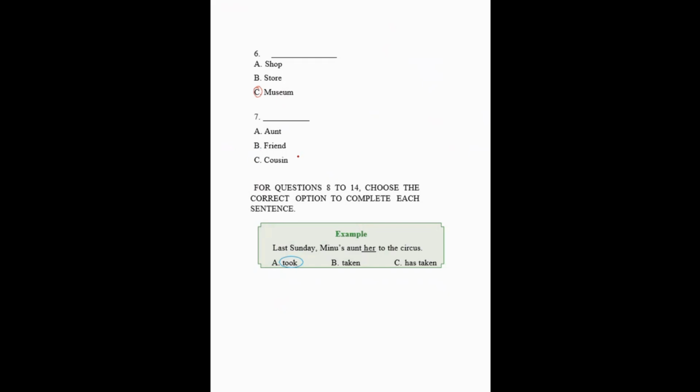Aunt, friend, and cousin. Here, the aunt and cousin belong to the family, and friend doesn't. This is the odd one out over here, right?